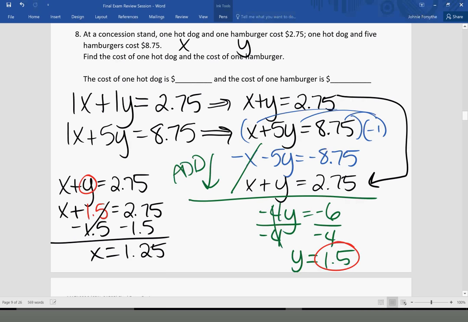So it asks you the cost of one hot dog and the cost of one hamburger. Well, again, if we wrote down what x represents and what y represents, x represents the cost of a hot dog. So I'm going to write $1.25 is the cost of a hot dog. Then the cost of the hamburger is $1.50. Okay? Any questions about that?